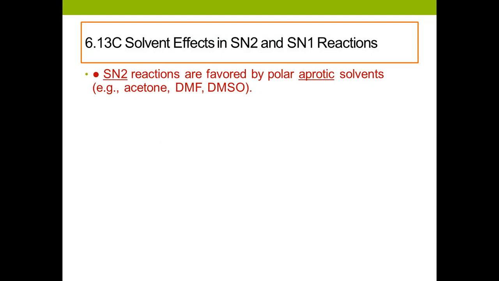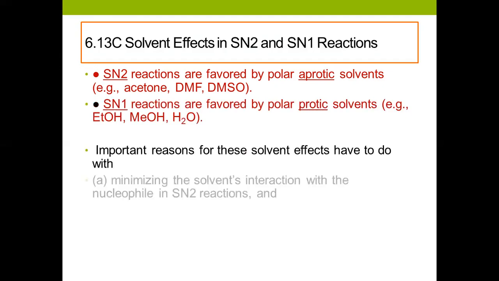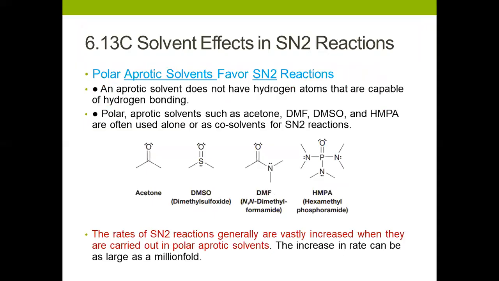Aprotic means without proton, that is, without H+. Where you can find the H+, like water or methanol, that is protic. So aprotic is without proton. An example is acetone, which is CH3, C double bond O, CH3. DMF is dimethylformamide. I think I have written the structures here. So you have here the acetone.